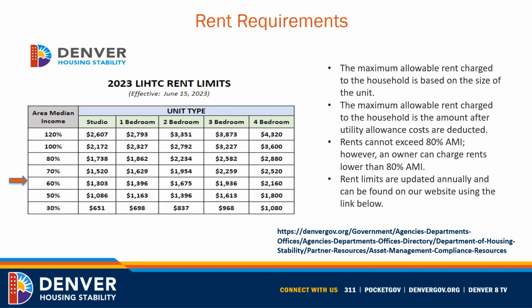Our rent requirements are as follows. The maximum allowable rent charged to the household is based on the size of the unit. The maximum allowable rent charged to the household is the amount after utility allowance costs are deducted. Rents cannot exceed 80% AMI. However, an owner can charge rents lower than 80% AMI. Rent limits are updated annually and can also be found on our website using the link below.